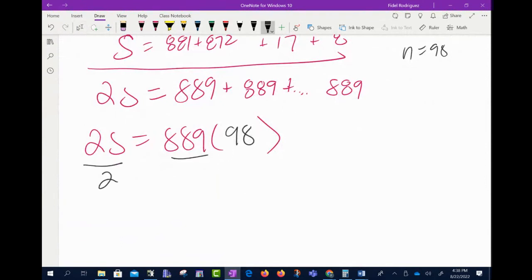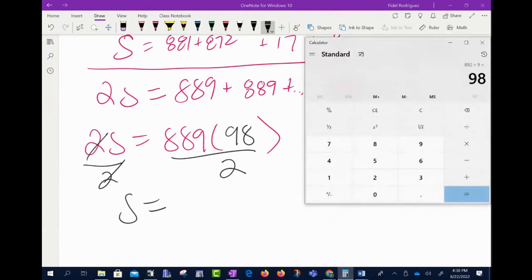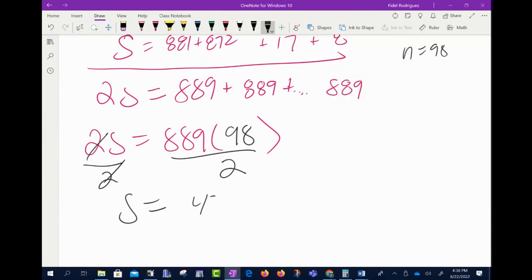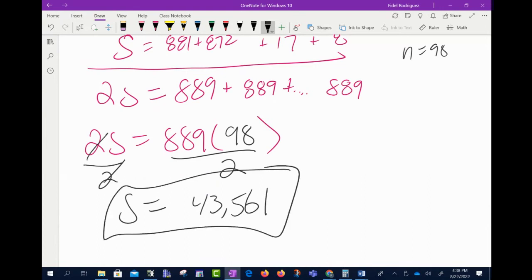So now we can go ahead and divide everything by 2. 889 times 98 divided by 2, 43,561, right?